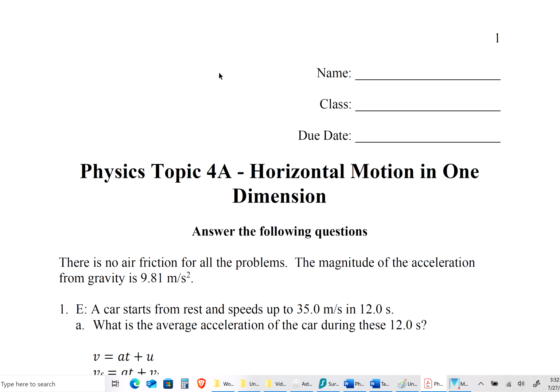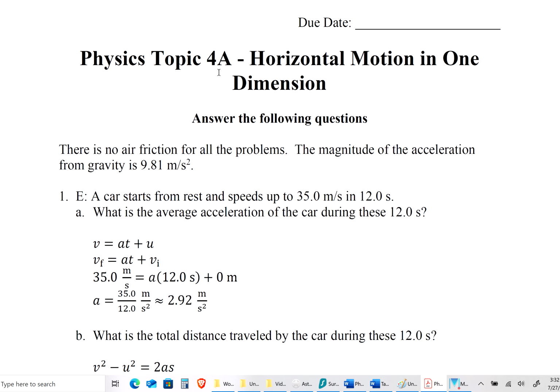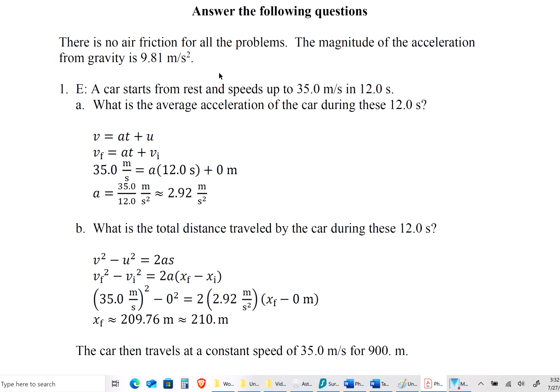This video is on horizontal motion in one dimension. Question 1. A car starts from rest and speeds up to 35 meters per second in 12 seconds. So V initial is 0, V final is 35, delta t is 12 seconds. Part A, what is the average acceleration of the car during these 12 seconds?